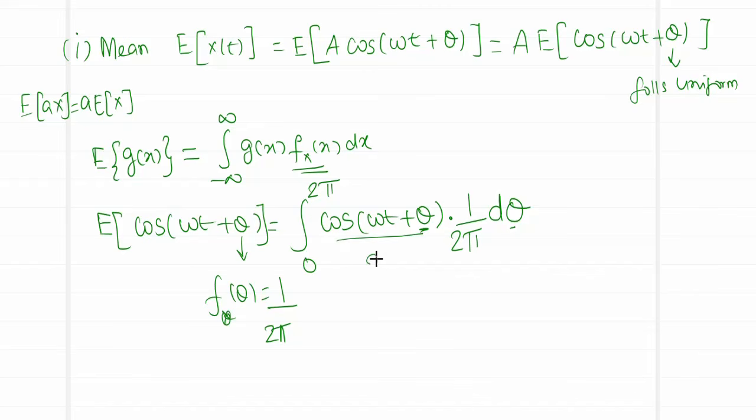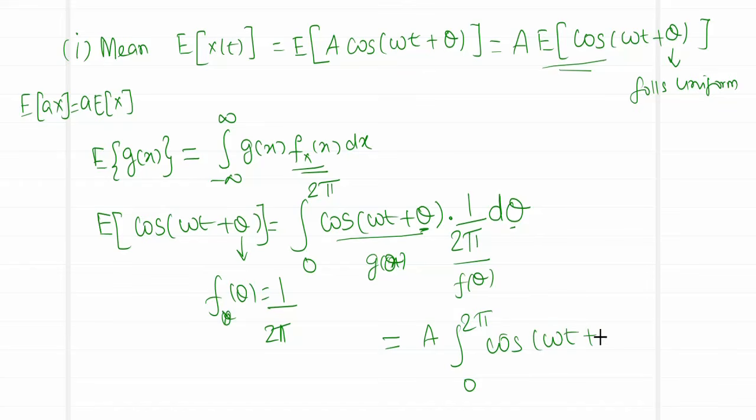This is my g of x, or g of theta, which is the given input, and this is going to be my f of theta, which is the marginal density function of my uniform distribution. Okay, so now we are ready to apply it to the formula. So now this will become A times the integral from 0 to 2 pi of cos(omega t plus theta) times 1 by 2 pi. This 1 by 2 pi is a constant.